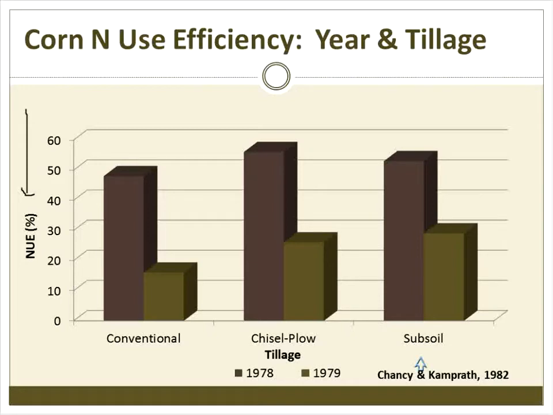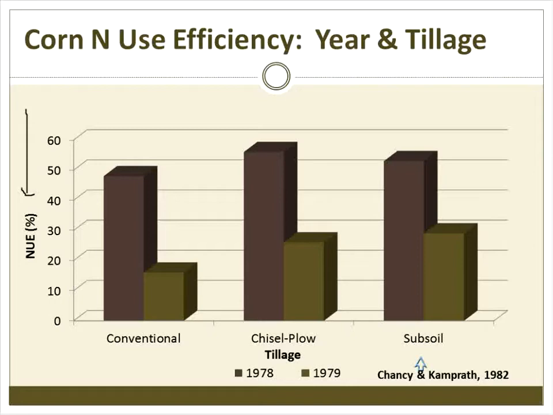Now, Dr. Krause talked about this earlier, that the amount of rooting you have is really important because it determines how much water the crop can take up and therefore how much nitrogen the crop can take up. So they measured nitrogen use efficiency in this corn crop in 1978 and 1979. Although these data are pretty old, they're still completely valid.